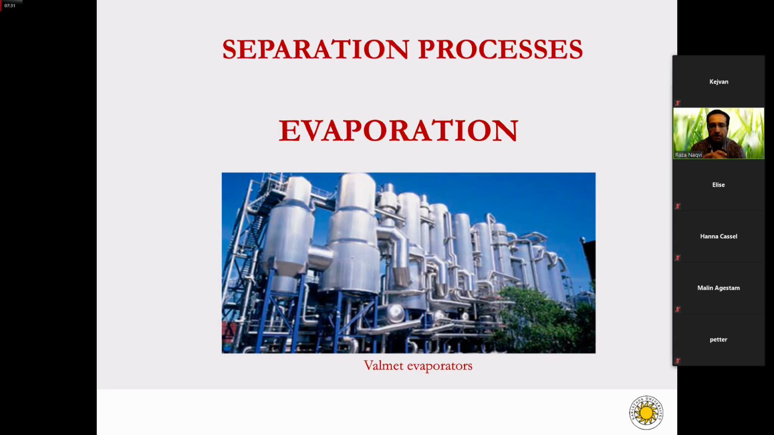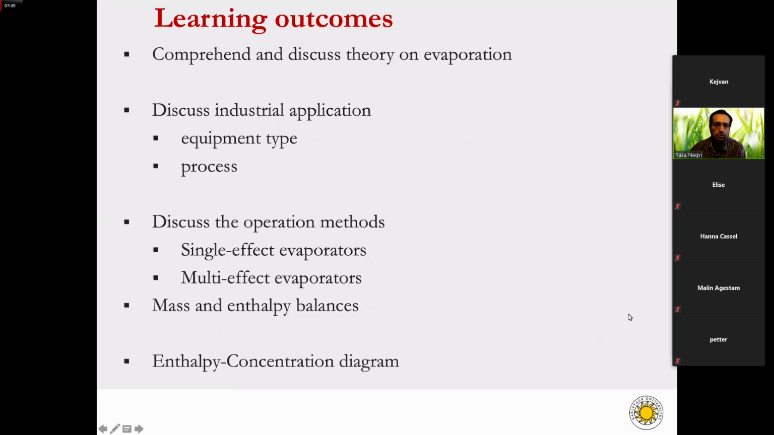So in this discussion, I'm going to give you a very brief overview about evaporation, different types of evaporators, and how we can measure the energy balances or material balances around the evaporators. So the main learning outcomes will be that I will discuss very briefly about evaporation, what are the industrial applications of the evaporation process. I will discuss very briefly about single effect and multi effect evaporators, and I will give you a very short introduction about how you can perform the material and energy balances.